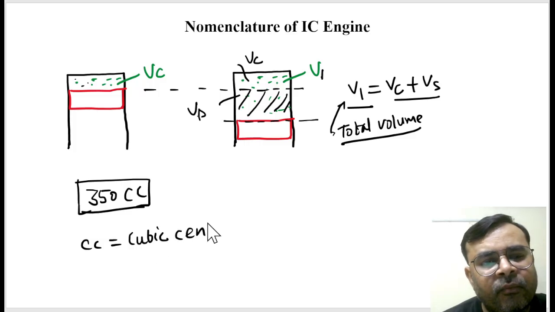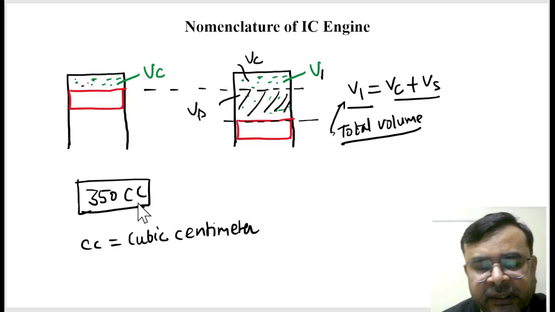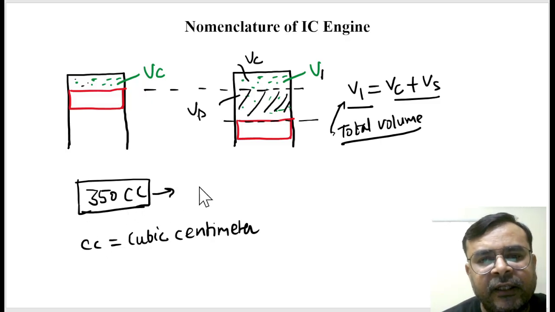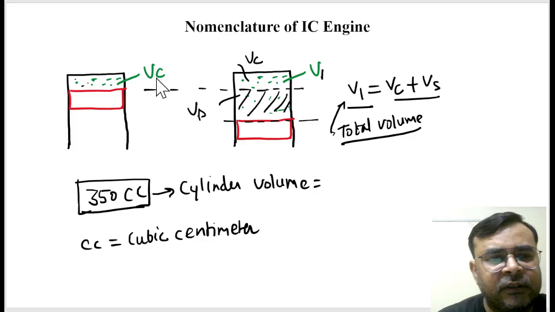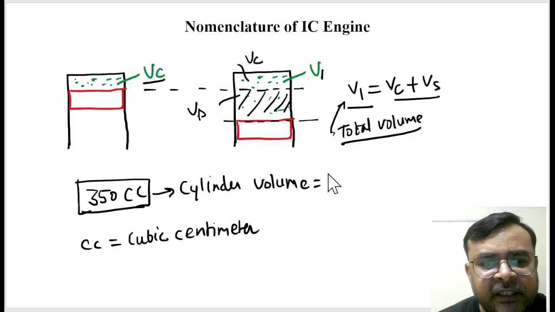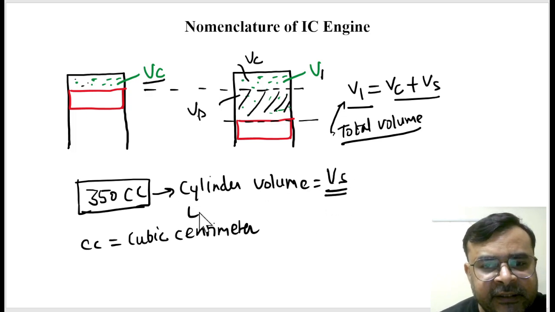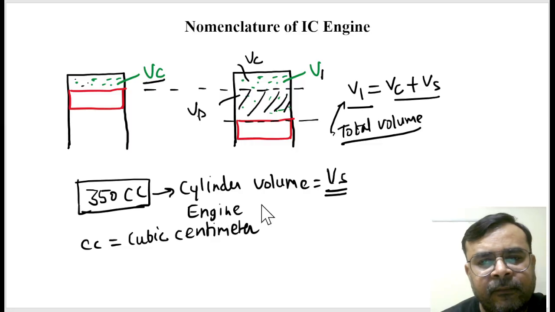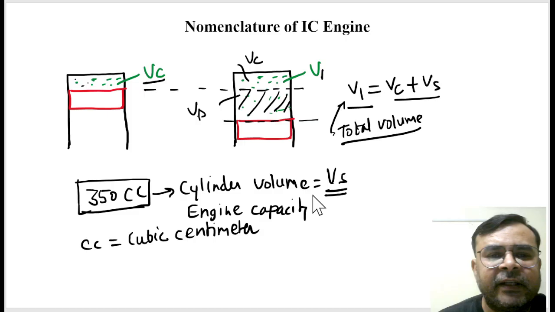And basically this 350 cubic centimeter represents the cylinder volume. Is it right? Now the question is which cylinder volume, because here we have Vs, here we have Vc, here we have the total volume. We always represent only the swept volume. This is also called engine capacity. So engine capacity is always represented by the swept volume, remember this.